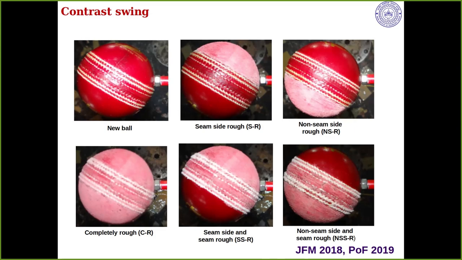We wanted to do experiments. Of course, this is very difficult to do in CFD. You can use some models, but it is difficult. So we took a ball, used sandpaper, made one side rough, and made measurements. Then we turned the ball around, so the non-seam side becomes rough, which is shiny. Then we roughened the seam and again turned it. It's the same specimen, and we can do these different treatments and get a fully roughened ball. And we can see what happens to the swing and the reverse swing.